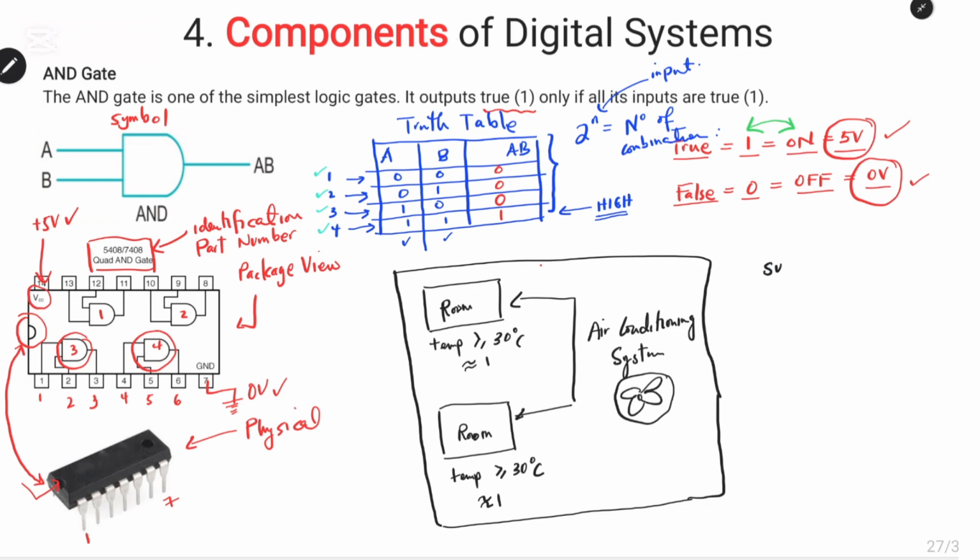Finally, we can provide a summary of this in terms of a mathematical representation, such that the output AB is equal to A dot B. That means if you think of it as multiplication, if we multiply binary, 1 times 1 will give the output 1. If any of these have 0 value, 1 times 0 will be 0, or 0 times 0 will be 0.